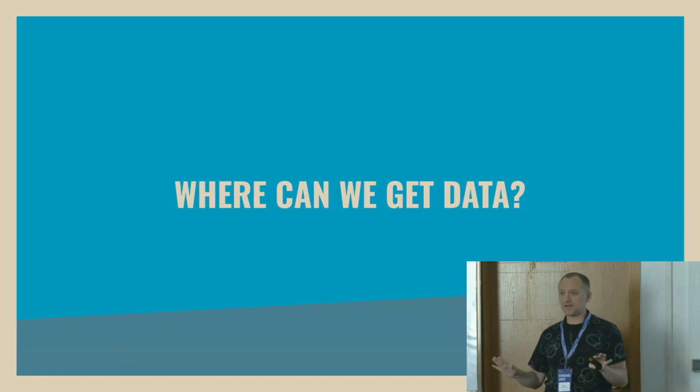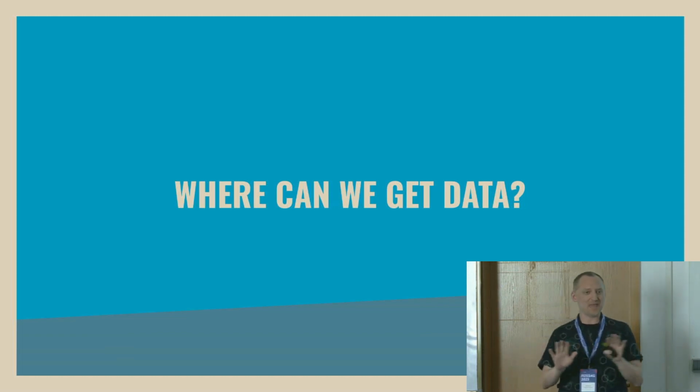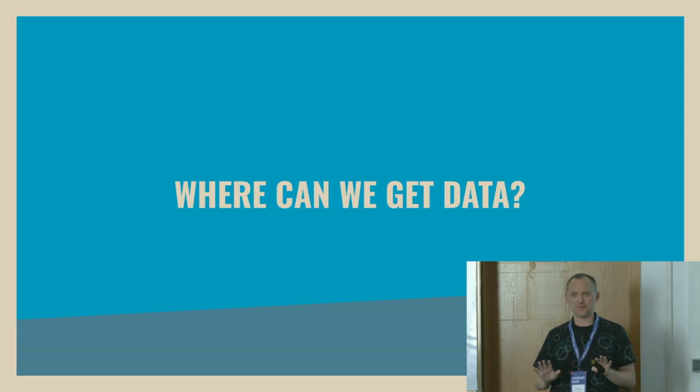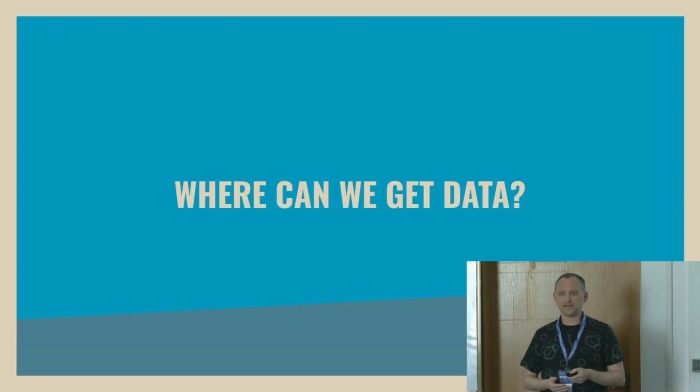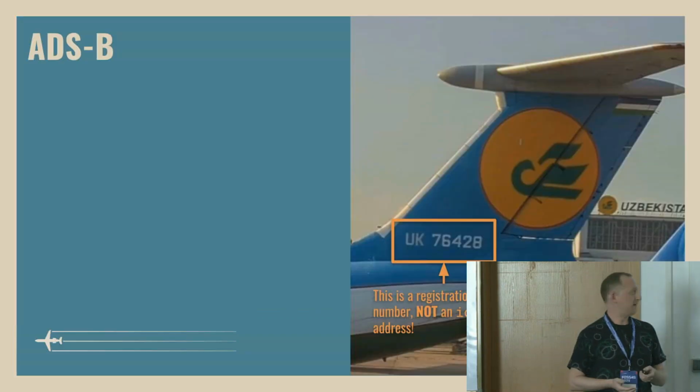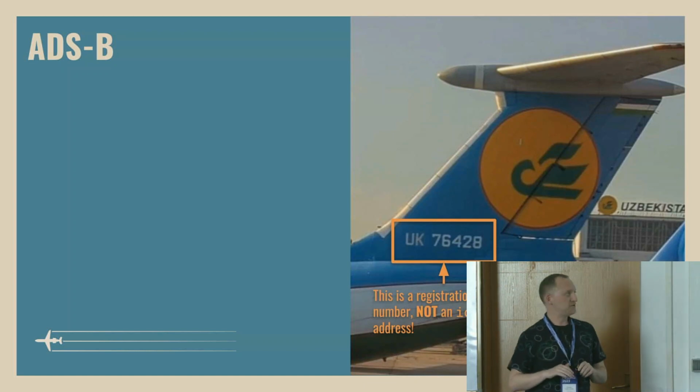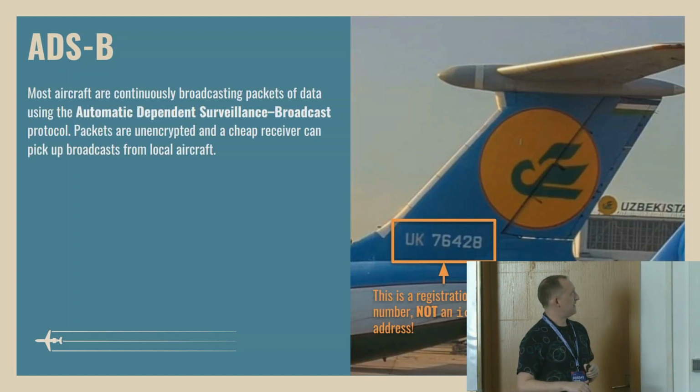Good. So now I've given you a table we can work with. We've set up PostGIS in a way that can accommodate the data. So the question is, where do we get all of this aircraft data? And I'm going to dive very briefly into the world of something called ADS-B.